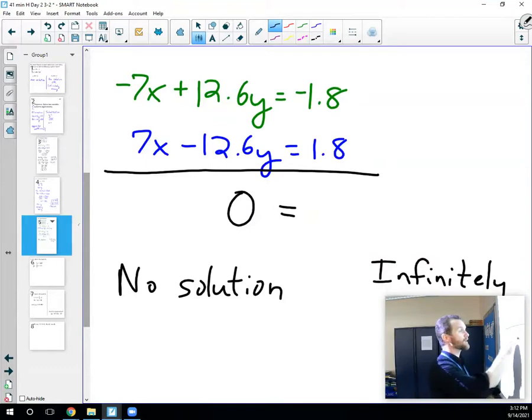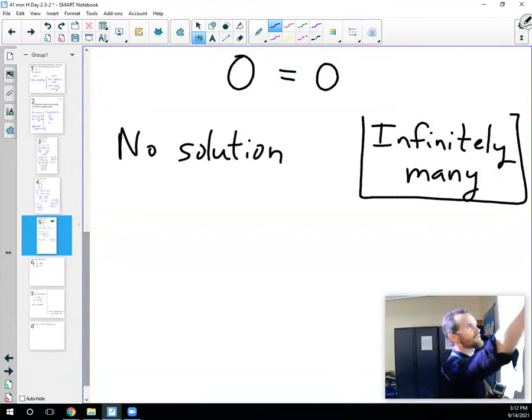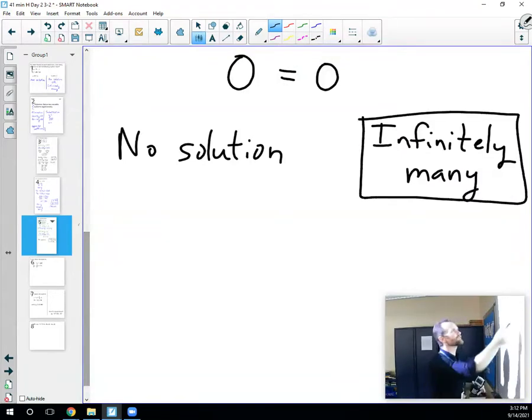-1.8 and 1.8 cancel out, we get 0. This is a true equation. So that means it's infinitely many solutions. So the answer is not 0 equals 0. The answer is there are infinitely many solutions. It's not no solutions this time.